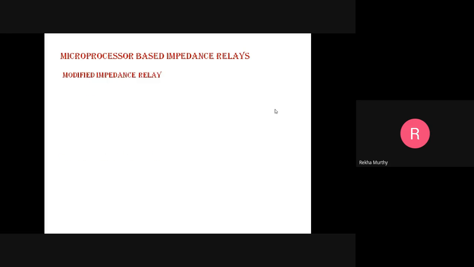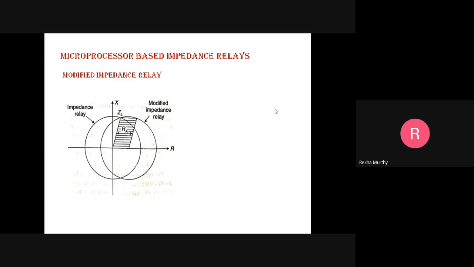Now let's see how you are going to modify the characteristics of the impedance relay. This figure indicates the modified characteristic of the impedance relay. Its characteristic is almost a circle on the RX diagram. It is similar to that of an impedance relay, but it has been shifted. It has a shifted characteristic.